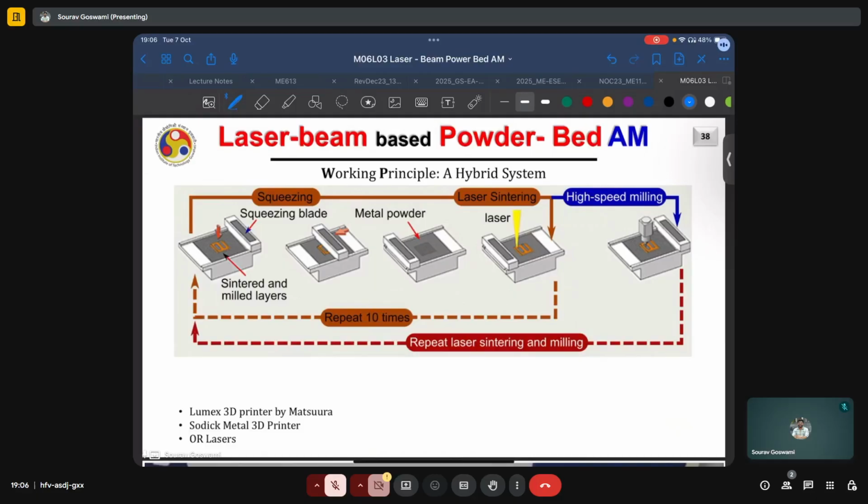10 such layers are squeezed and printed, and then a high-speed face milling or end milling step ensures geometric accuracy to produce parts of enviable tolerance. And some such technologies are shown here, such as a Lumex 3D printer by Matsura, Sodic metal 3D printer, and the machine by Boyle lasers.